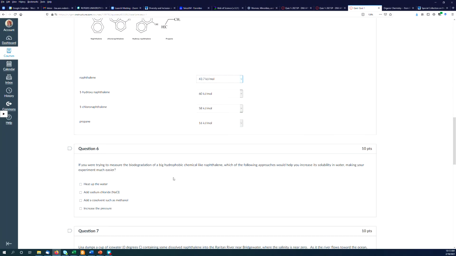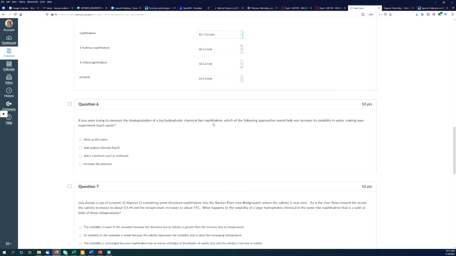If you were trying to measure the biodegradation of a big hydrophobic chemical like naphthalene, and I use naphthalene over and over because I wanted you to have a picture of it, you know what I'm talking about. You know it's a solid. If you got this question right, you know what its delta H of vaporization is.